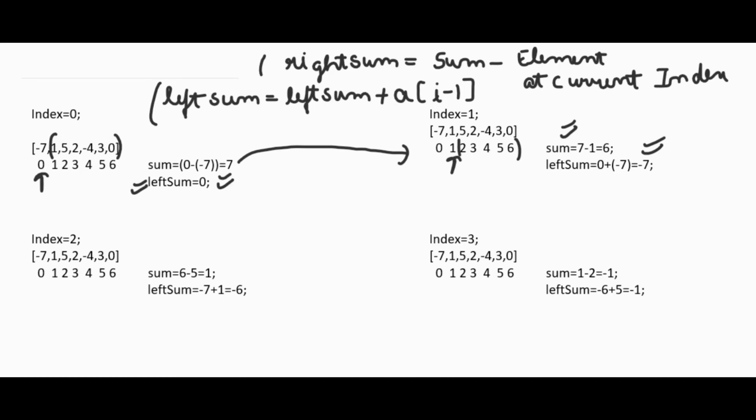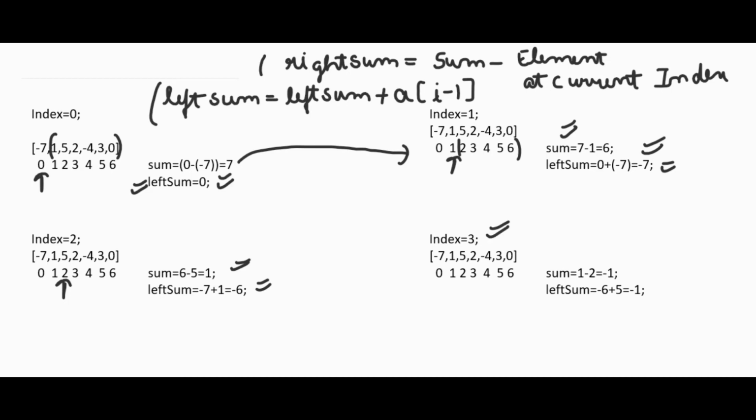Now let's move forward. We have the sum from index 2 to 6, right? Which is 6. To calculate the right sum of index 2, we subtract 5, which is sum minus the element at the current index, which is 5. 6 minus 5 is 1. And the left sum will be minus 7, which we already have, and we will add 1 to it, which is the element at the index before the current index. So it will become minus 7 plus 1, which is minus 6. So the right sum for index 2 will be 1 and the left sum will be minus 6.